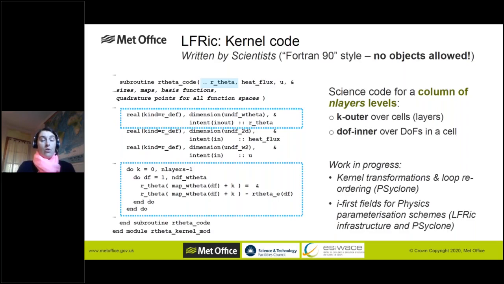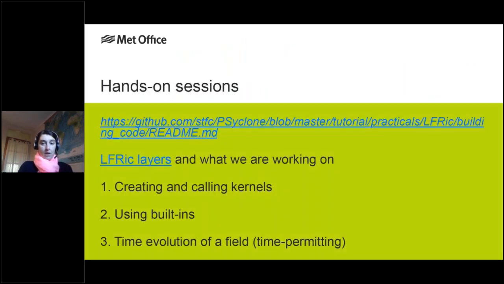And this is what we are going to practice in the first tutorial to create a simple kernel. So there is ongoing work to try different loop reorderings as part of the kernel transformations. And there is ongoing work from both LFRic infrastructure and Cyclone to try different layouts of the field data. Right. So this was the introduction.